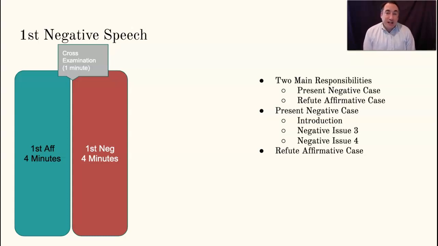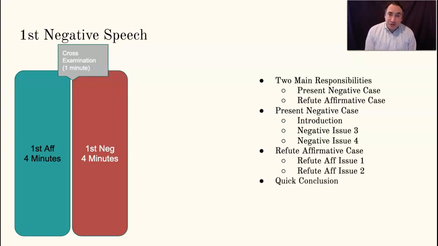You've been doing great on the affirmative case assignment, on the ethical quandaries, so I'm really excited to see how you're going to refute each other's cases. You'll start by refuting affirmative issue 1, then refuting affirmative issue 2, and then having a quick conclusion. As you can see, the first negative speech is a little bit more involved. You're going to both present your negative case that you've prepared and refute the affirmative case that you just heard.